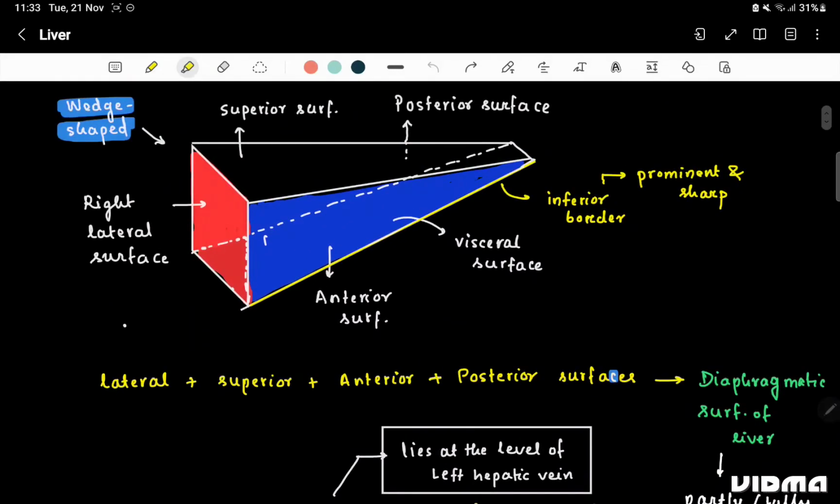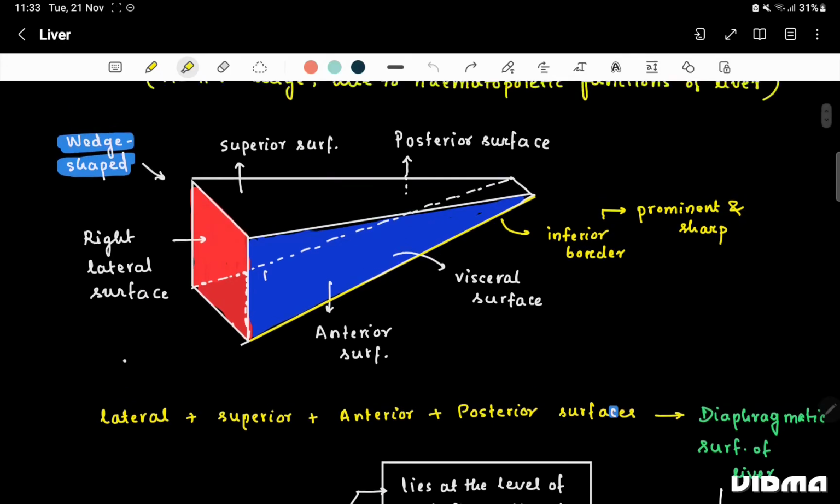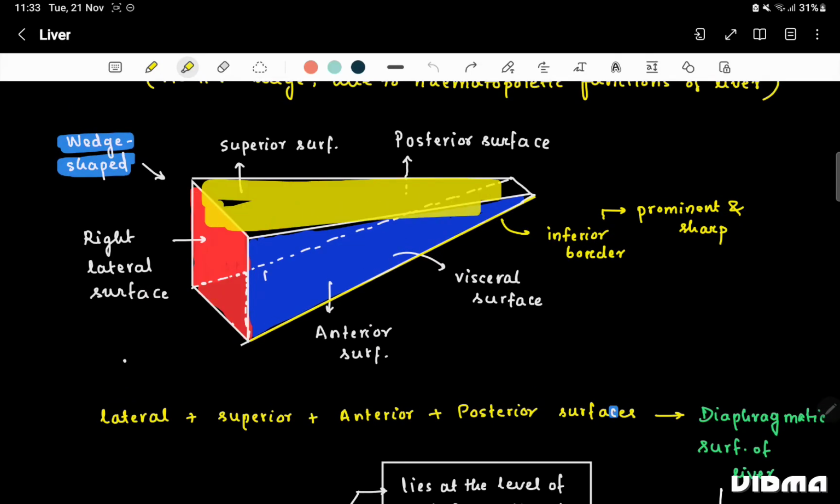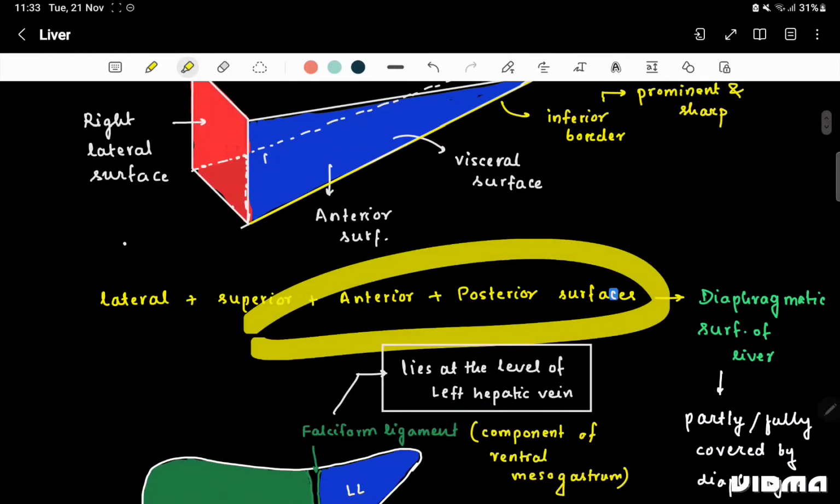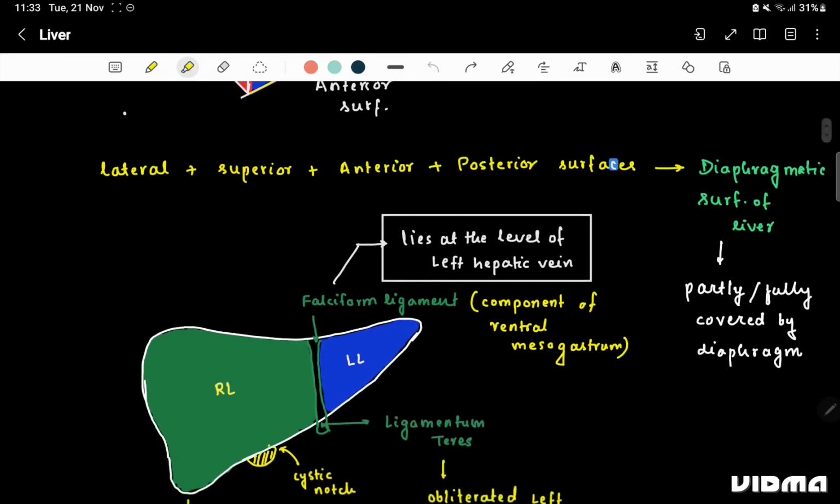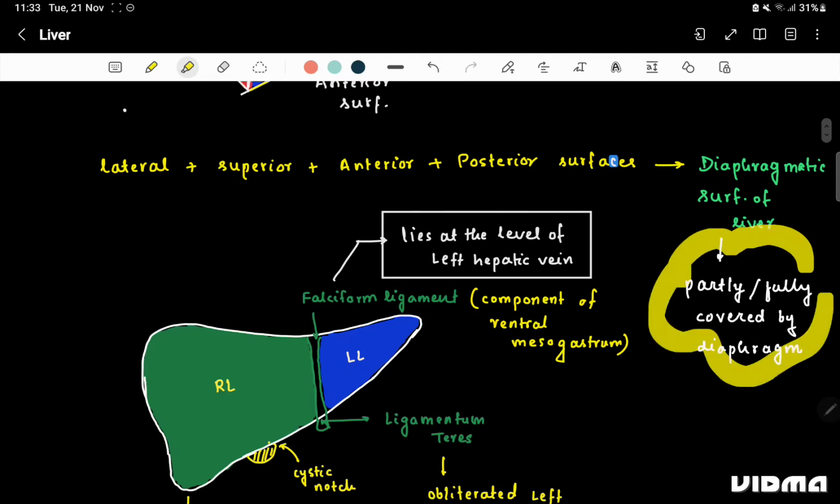The lateral surface, where's the lateral surface? Yes, the lateral surface, the superior surface, the anterior surface, and the posterior surface, excluding your visceral surface. All the surfaces combine to form the diaphragmatic surface of the liver, which is partly or fully covered by your diaphragm.